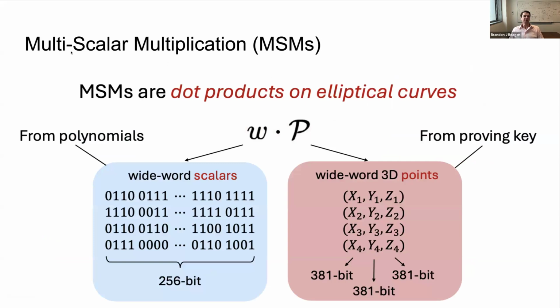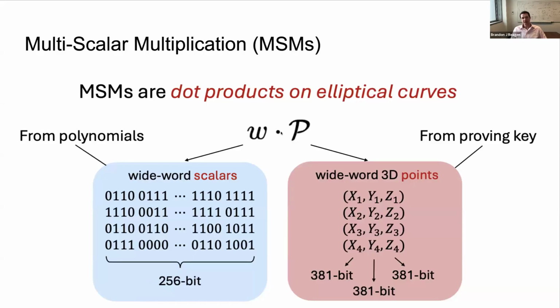So what is MSM? MSM stands for multi-scalar multiplication. And really, at a high level, all it is is a dot product on an elliptic curve. So we have our W, which is called a witness. That's from our polynomials. So we took our program, we translated it into polynomials. That's W. It's just basically a bunch of really wide word scalars. You can think of having a lot of them, and each of them being about 256 bits.